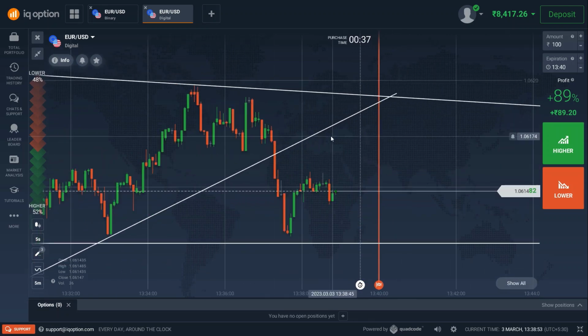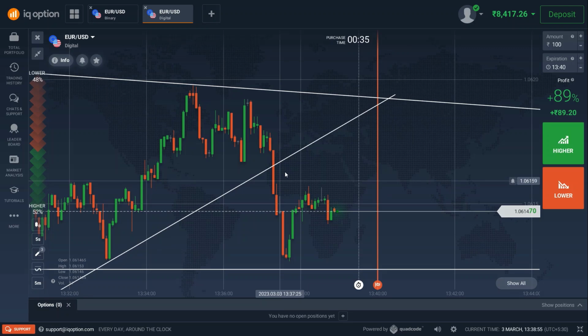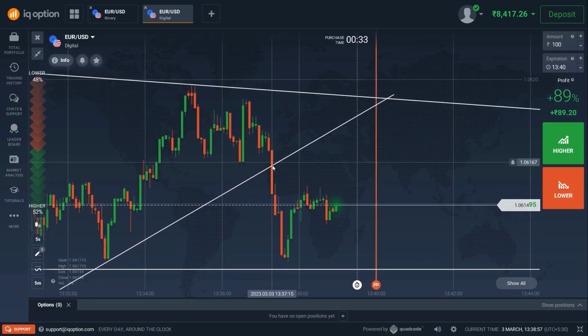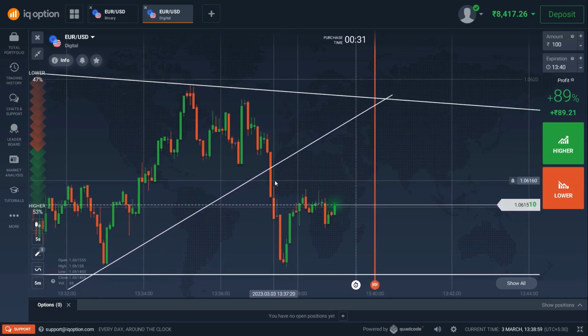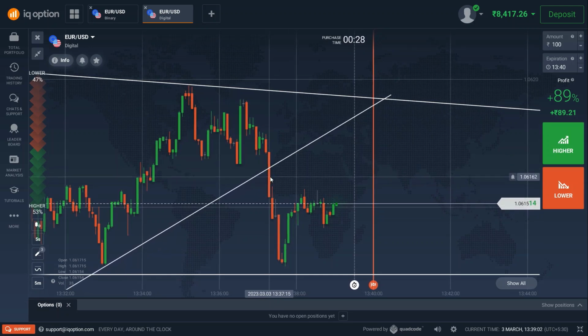So that's the reason I took a 1 minute trade from this very level, and I did not wait for the retest because I know this was a clear breakout. So that's the reason I entered my trade the very moment the market broke the structure.